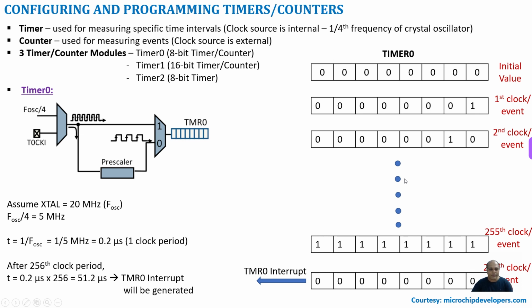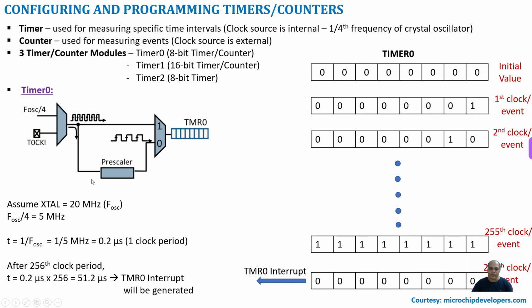Let us do some simple calculation. So let us take a clock frequency of 20 MHz connected to our microcontroller. So it is internally divided by 4, it becomes 5 MHz. So the time period for this clock frequency is 1 by F oscillator, which is equal to 0.2 microsecond. So this is for one clock period.